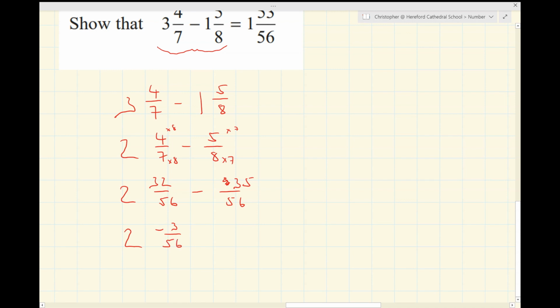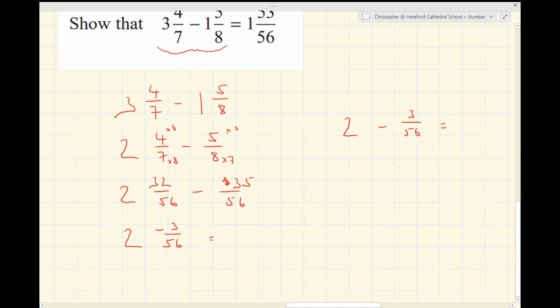So I've got 2 and minus 3/56. Obviously, I can't leave the answer like that. Now, there are 2 ways of dealing with this. There's a work it out in your head way, or there's a use a calculator way. If you want to use a calculator, then you're going to do 2 minus 3/56 on your calculator, and it'll simply tell you the answer. If you're going to use your brain and do it in your head, then you can do 2 cakes.